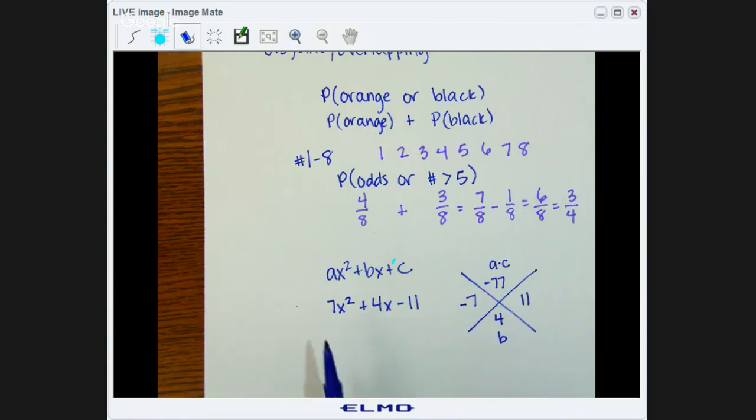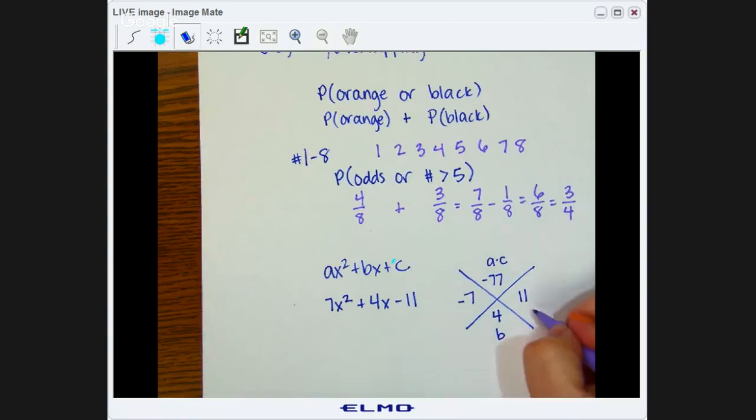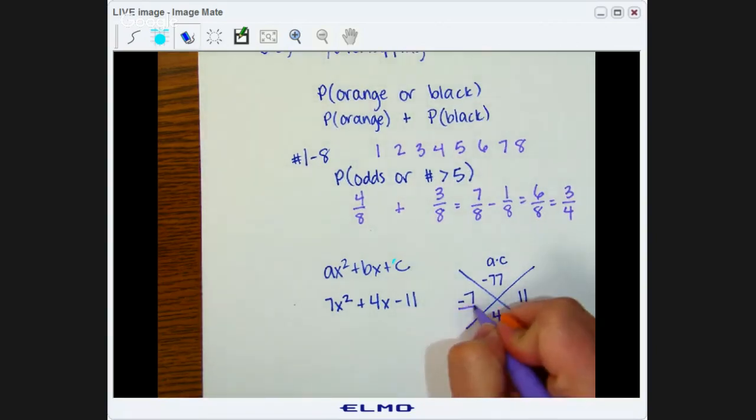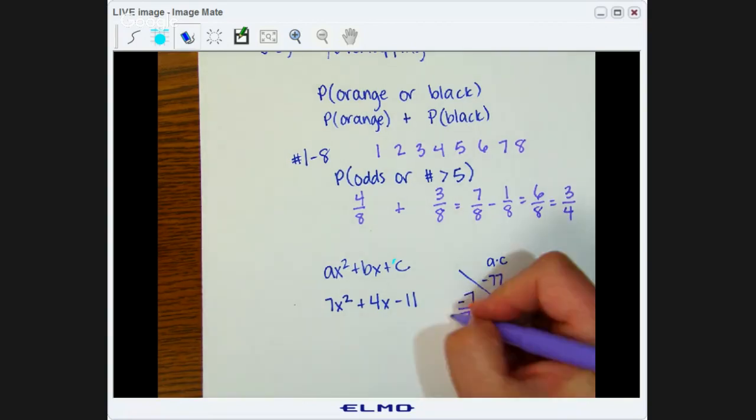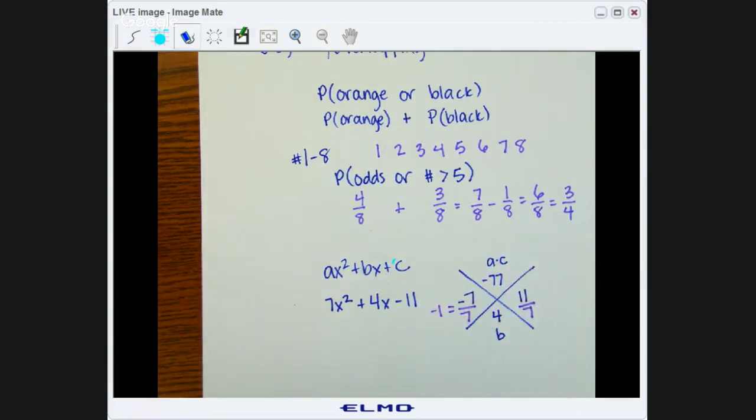Now, the trick with having a number in front of the A value is the fact that since I multiplied it to get the number on top, at some point I'm going to have to take it back out. And so when I take it back out, I'm going to actually divide both of those factors by the number that's A at this point and see if anything can reduce. 11 over 7 does not reduce. Negative 7 over 7 does reduce, and that reduces to a negative 1. So then I'm just going to write these 2 factors that I have left over, x minus 1 and then x plus 11 over 7.